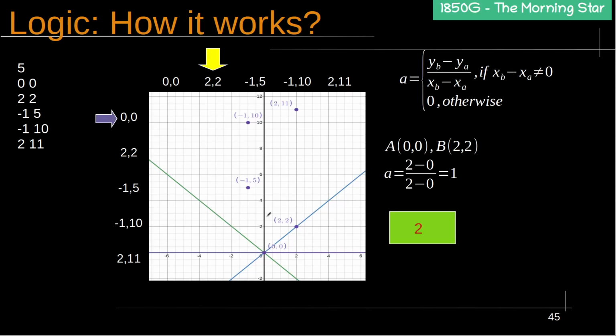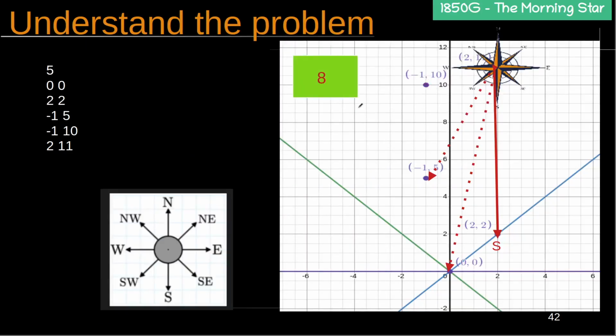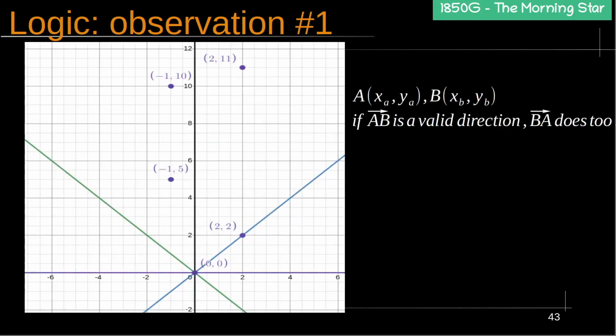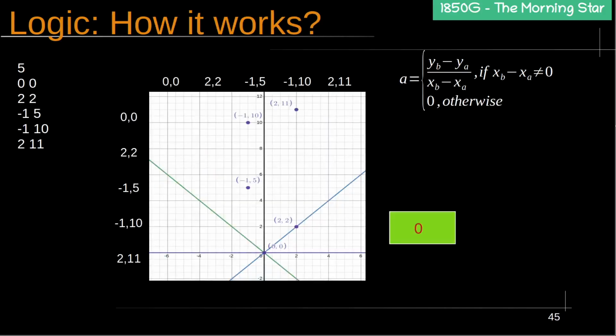Why did I put 2 here? Because I will compute directly the other direction. As I said, observation number 2. We can come back to the observation number 1. If I have a direction AB, so I have a direction BA, the opposite direction, the same. So I have a direction from 0, 0 to 2, 2, which means I have a direction from 2, 2 to 0, 0. So we can compute directly. We go to 0, 0 minus -1, 5. The slope is equal to minus 5. There is no direction here.